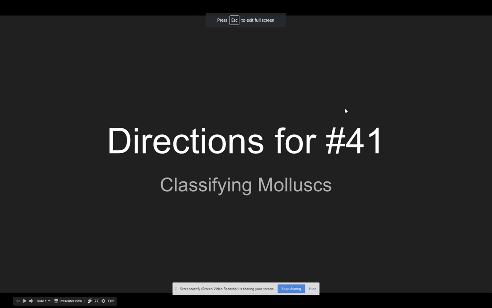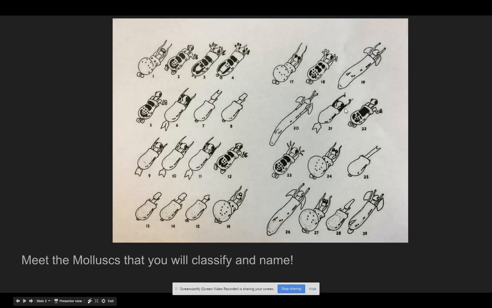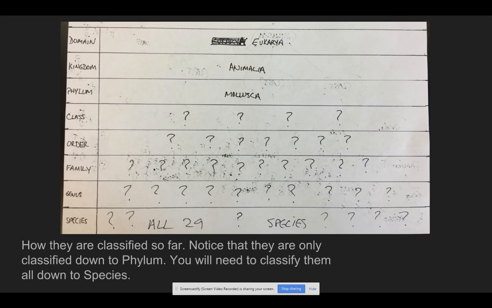Okay, directions for number 41, classifying mollusks. So what you're looking at are 29 imaginary mollusks, and you're going to group them, classify them, and name them before this is all done. So what we have is these organisms have been given domain Eukarya. They are kingdom Animalia. They're phylum Mollusca. And then they need to be broken down into classes, orders, family, genuses, and eventually 29 species. Okay, and that's your job.